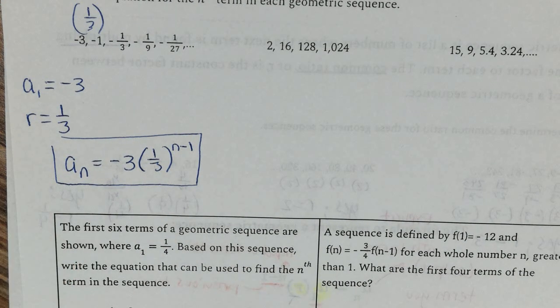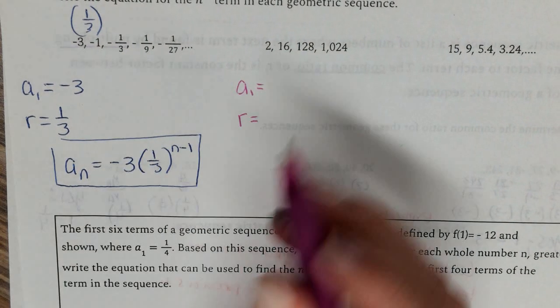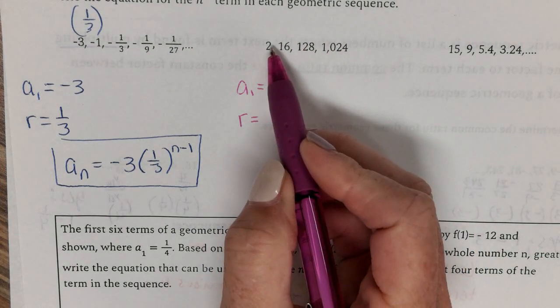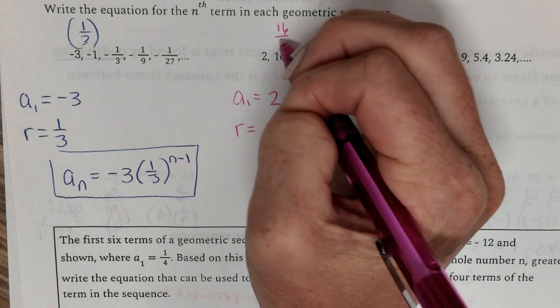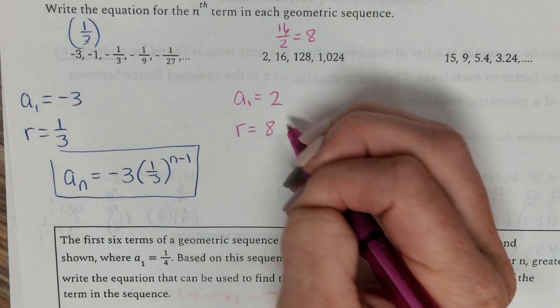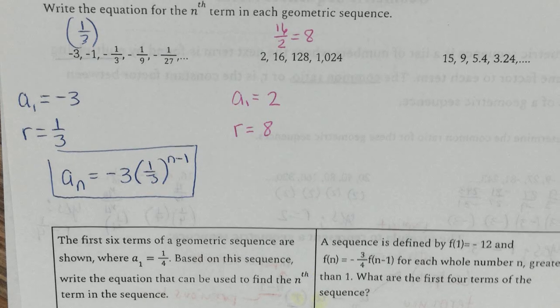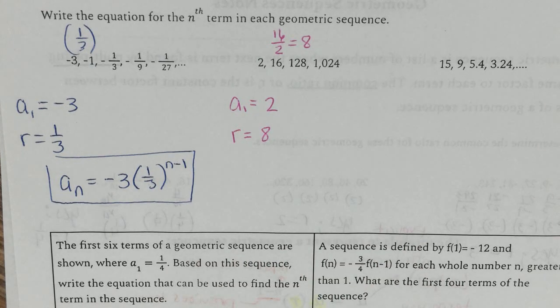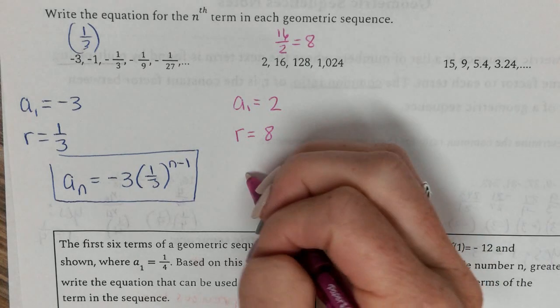Okay, for the next one, what two things do I need to write an explicit formula? The first term and the common ratio. What is the first term of this sequence? 2. What is the common ratio? 16 over 2 is 8. So the common ratio is 8. Now, I don't have to check the whole sequence because it told me these are geometric sequences. So I don't have to go do every single one. They're going to give me 8. All right, so y'all go write the explicit equation.